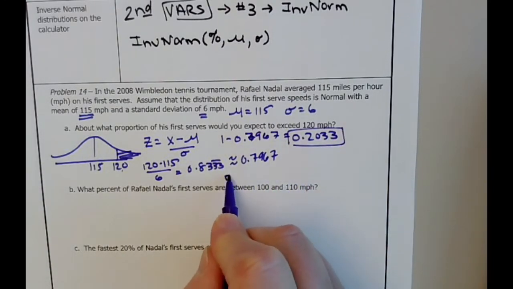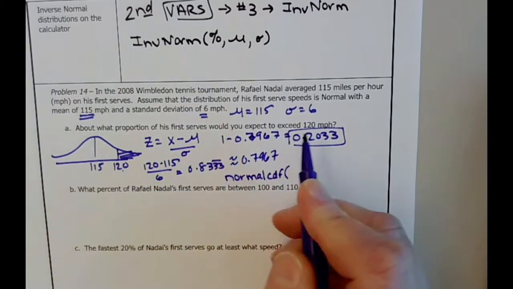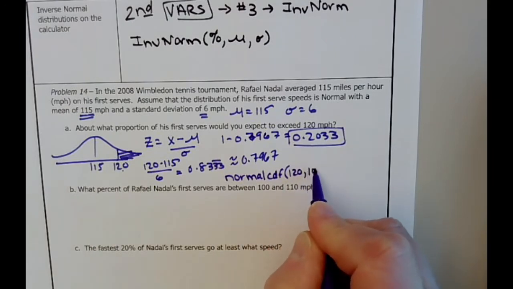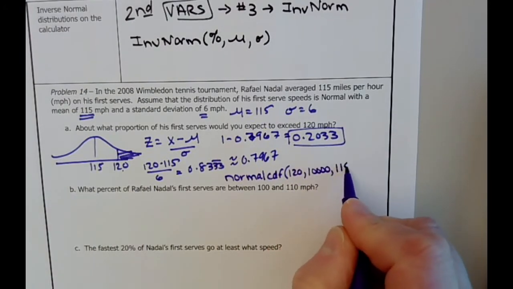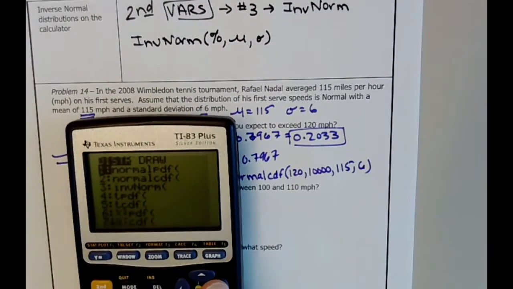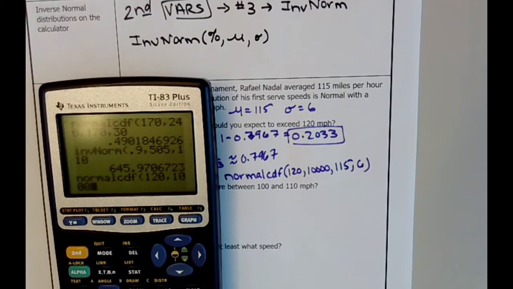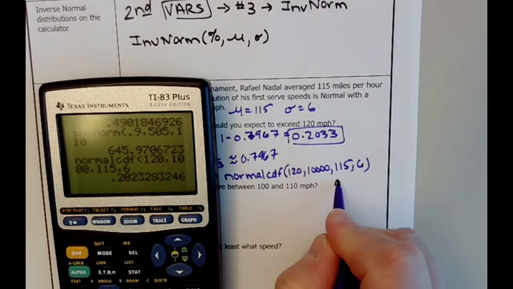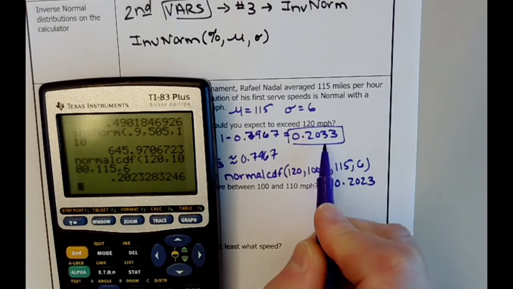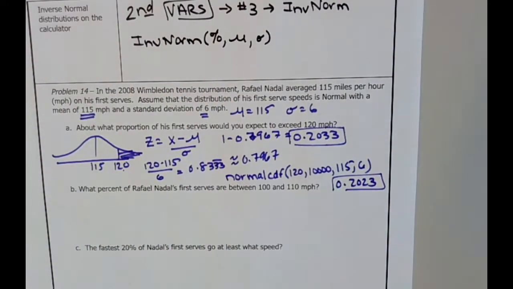Or you can go normal CDF, and your minimum is 120. Your maximum is about 10,000, then 115 and 6. Again, second VARS, normal CDF, 120, 10,000, 115, and 6. And you get 0.2023, which is a little off, but we rounded on that other one, so they're going to be off a little bit.